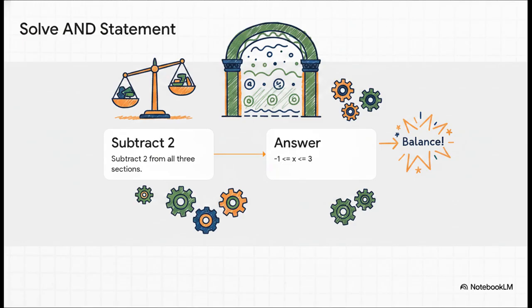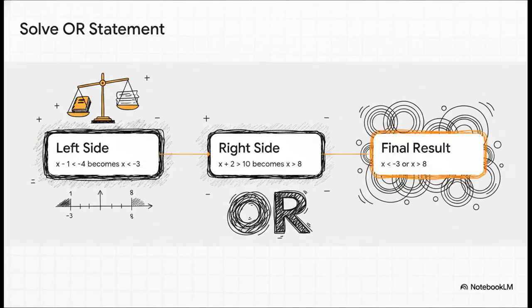1 minus 2 gives us -1. The middle leaves just our isolated x, and 5 minus 2 gives us 3. So our final clean answer for step 2 is -1 is less than or equal to x, which is less than or equal to 3. Boom, we've found our balanced zone. Let's keep that momentum going for example 2.